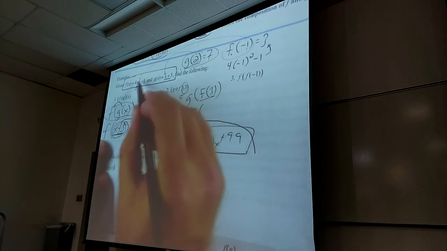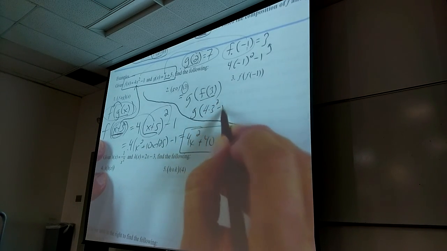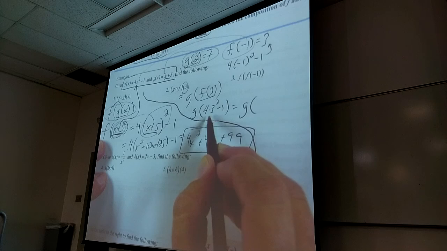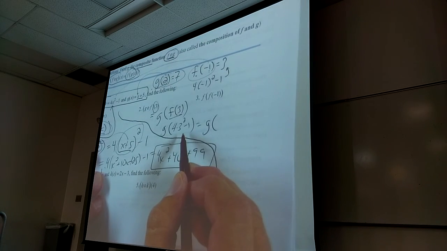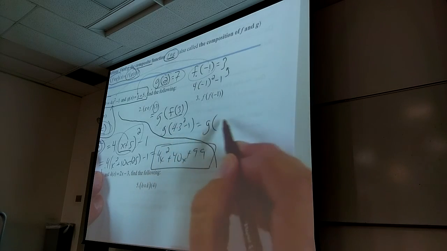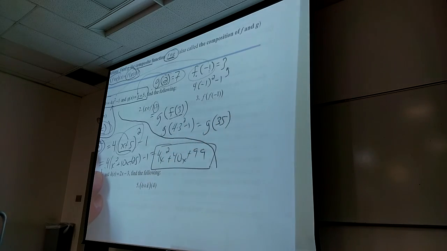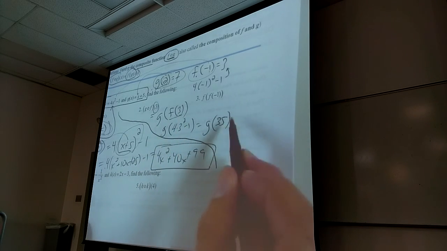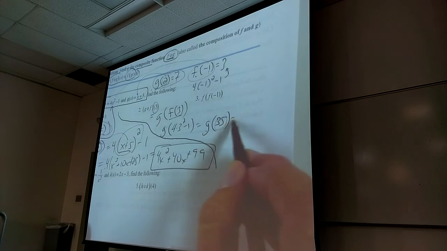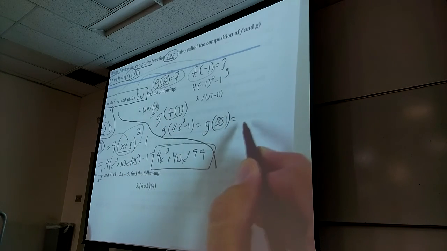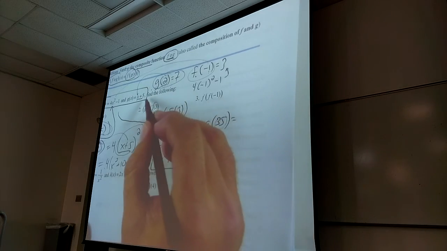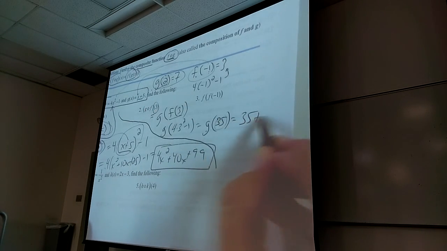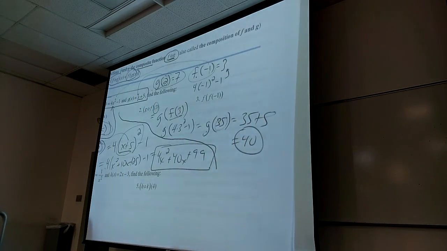So when I plug a 3 in there, I get 4 times 3 squared minus 1. What is 4 times 3 squared minus 1? Yeah, so you get 9 times 4, 36 minus 1 is 35. Right? So I work on the inside like I always have. I start on the inside. Now I know what the inside number is. I can take that number and put it into g. And what does g do to stuff? 35 plus 5. Yeah, it'd be 35 plus 5. Bam.